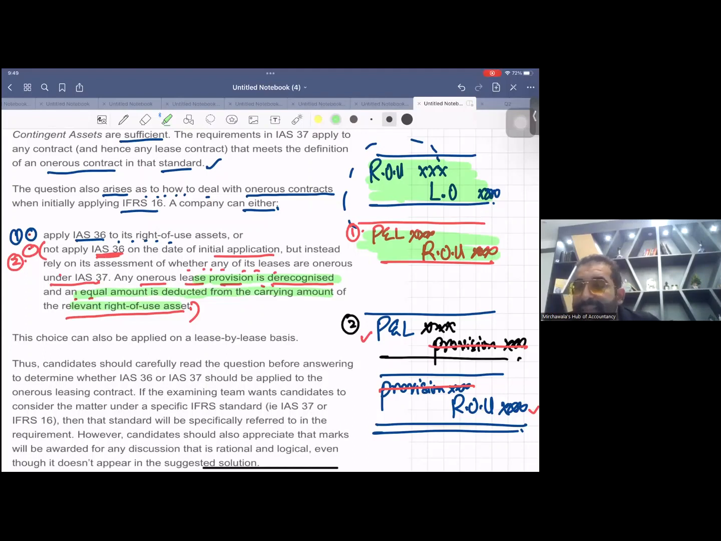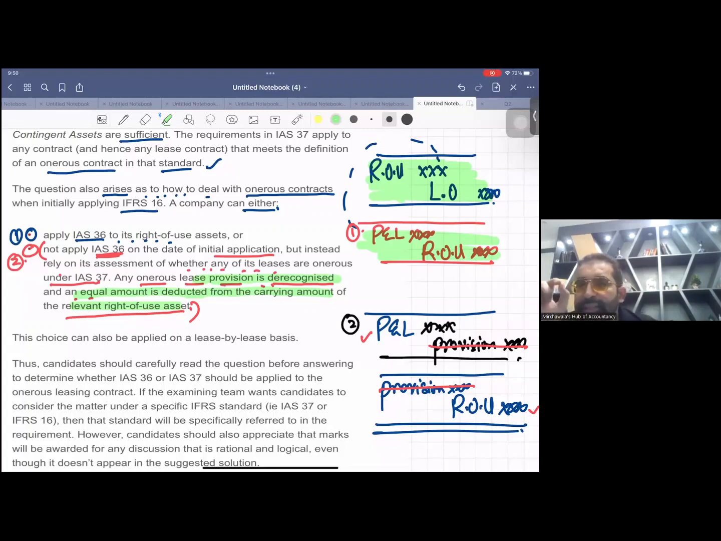See, in the second treatment, you are making 2 entries. First, P&L debit, provision credit, and then whatever provision you have created, you are going to cancel it in front of ROU. So technically, provision credit and provision debit will set off, and the remaining entry, P&L debit and ROU, will be left.